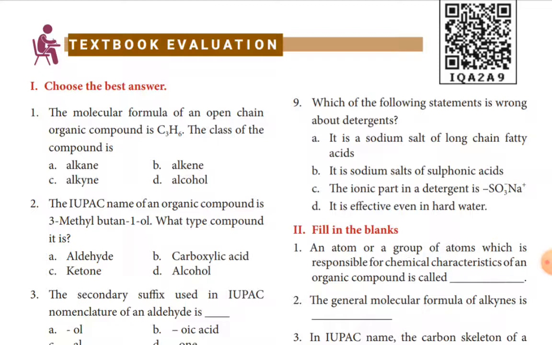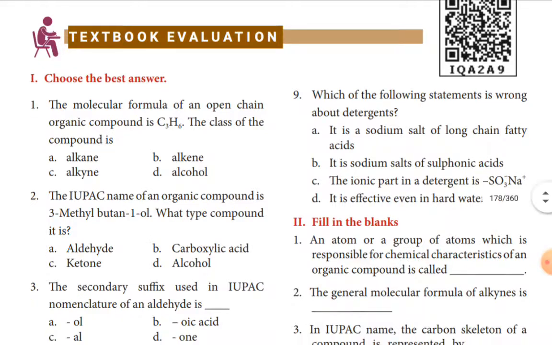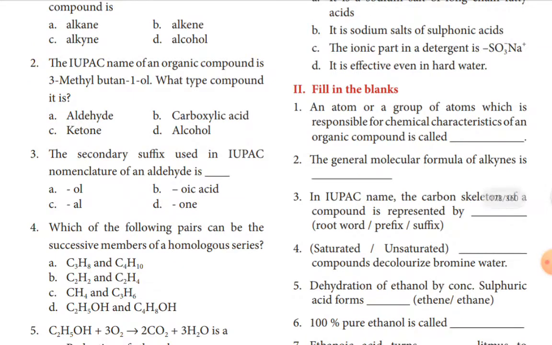Then, the secondary suffix used in IUPAC nomenclature of an aldehyde. Already told, aldehydes end with Al. So the suffix Al is used to exhibit the aldehyde group. What is the functional group? CHO. CHO is the functional group of aldehyde. Suffix is Al. Option C is the answer.